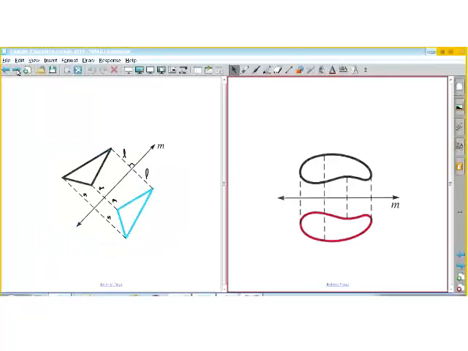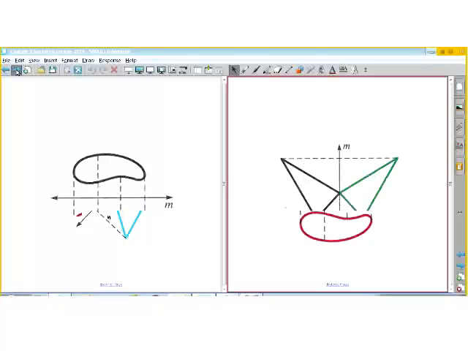So there's an example of something that will probably require more points, but every point on this object has a corresponding point on this object that is the same distance from a line drawn perpendicular from the point on one object to the line of reflection.